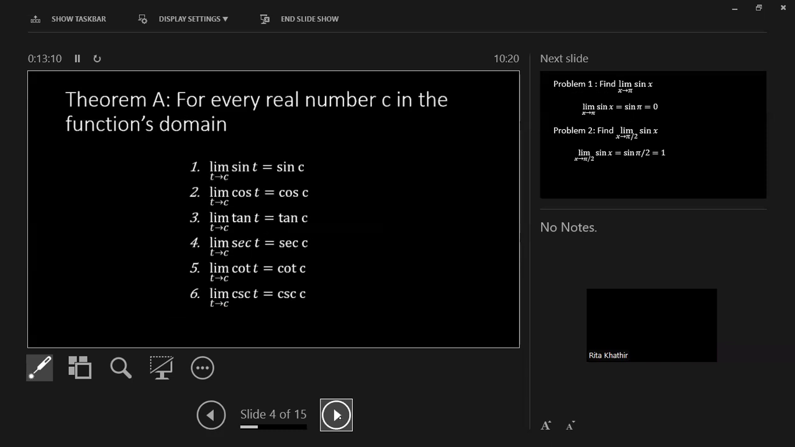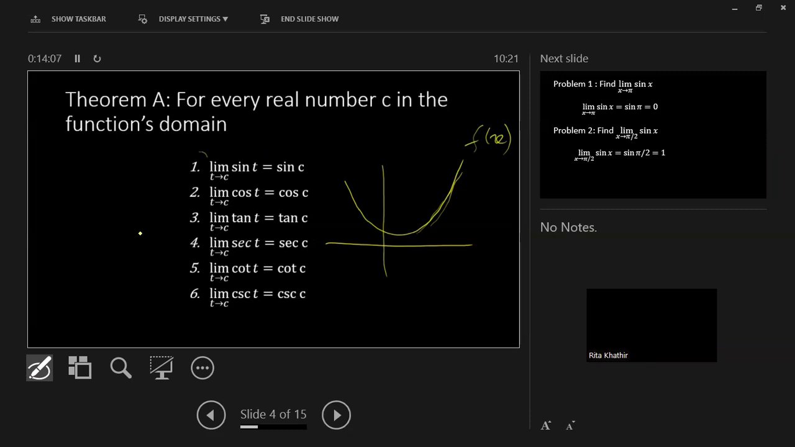And now we see what is theorem A in a limit. Here I have 6 rules for you. For every real number c in the function's domain, c is a constant, any number in one interval. If I can draw for you, we have the function of x. So for any value along the line, we can say every real number in one open interval. That creates the model.